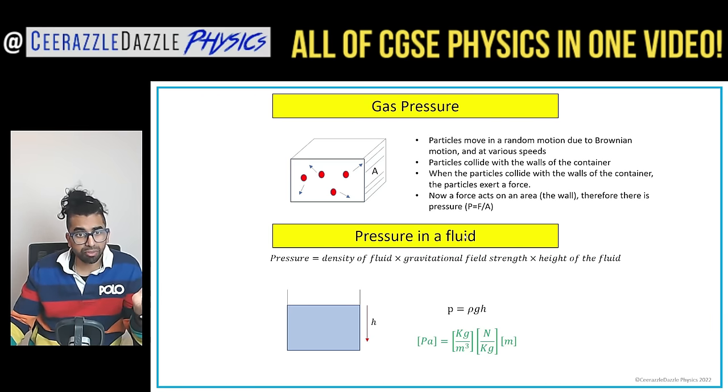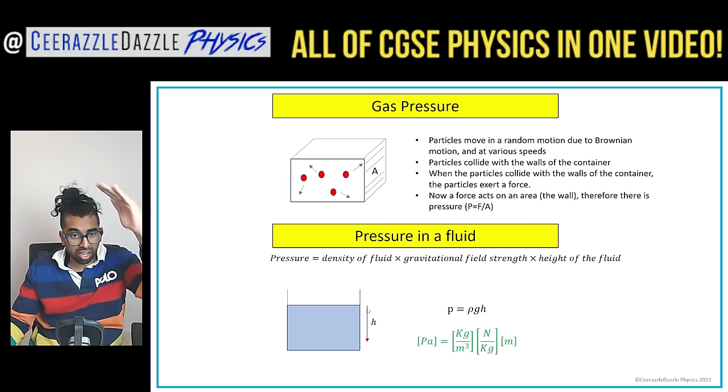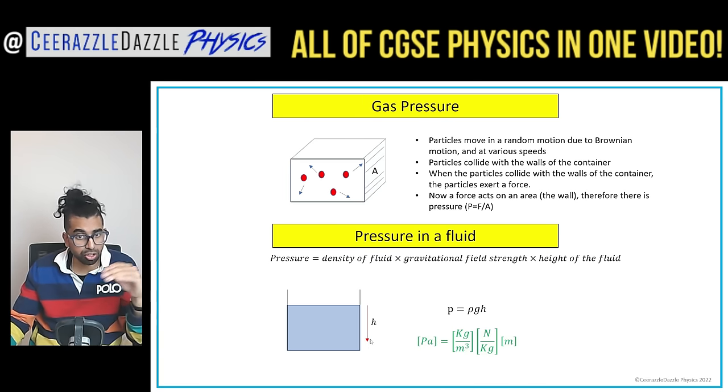The pressure in a fluid. To work out the pressure in the fluid, it's equal to the density of the fluid times the gravitational field strength of the planet that you're on times the height of the fluid. P is equal to rho g h, where P is the pressure in pascal, density is in kilogram per meter cubed, gravitational field strength is newton per kilogram, and h is the height over here, which is measured in meters. That means the height from the top of the surface downwards, so that is going to be h in this diagram here.